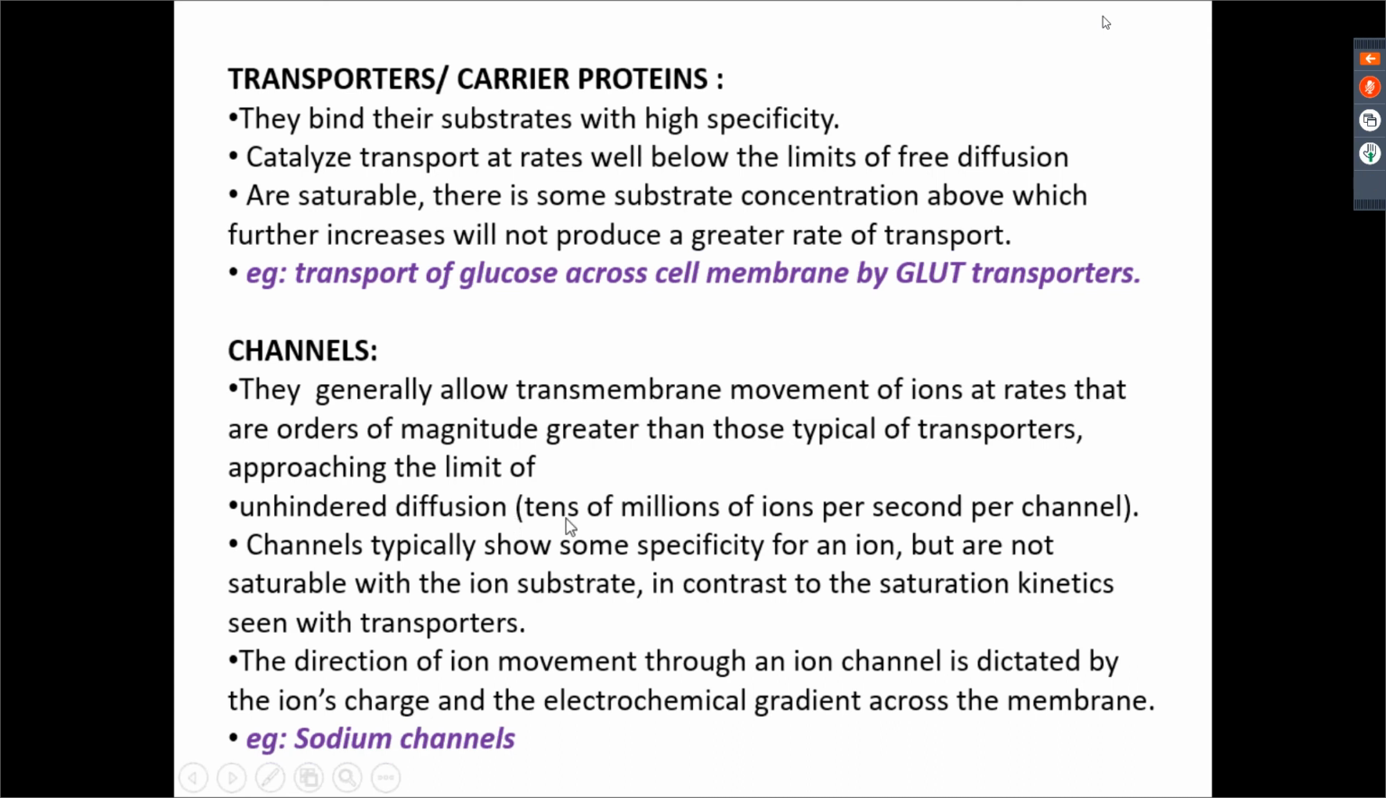Channels, so you already know that there are many types of channels like sodium channels, potassium channels, calcium channels. All of them are present in the cell membrane, and channels are usually involved in transport of ions.